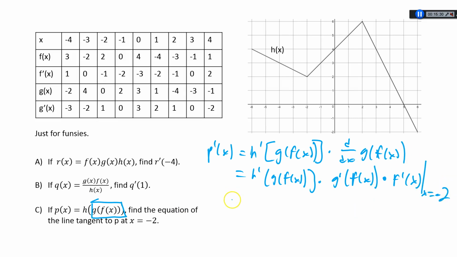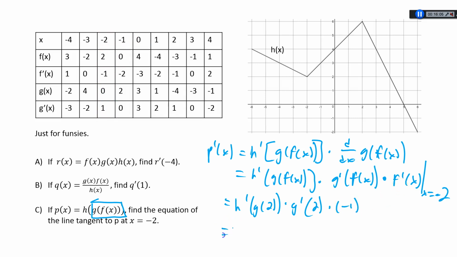All right, so that's going to be h prime of g of f of -2. Well, I can do this at least a little bit step by step. So f of -2 is 2. And then we multiply by g prime of f of -2. f of -2 is still 2. And we multiply by f prime of -2, which is -1.